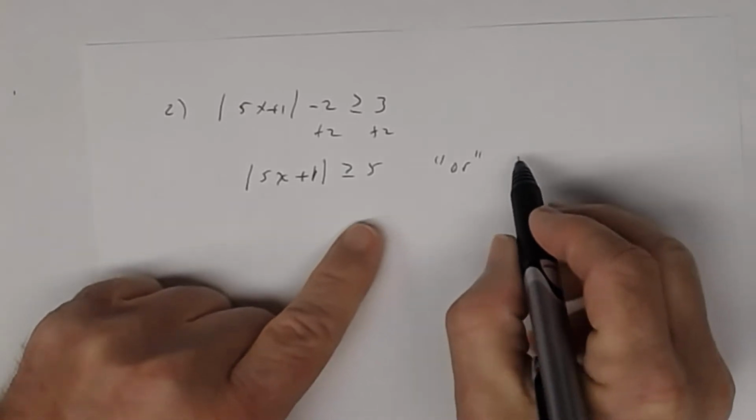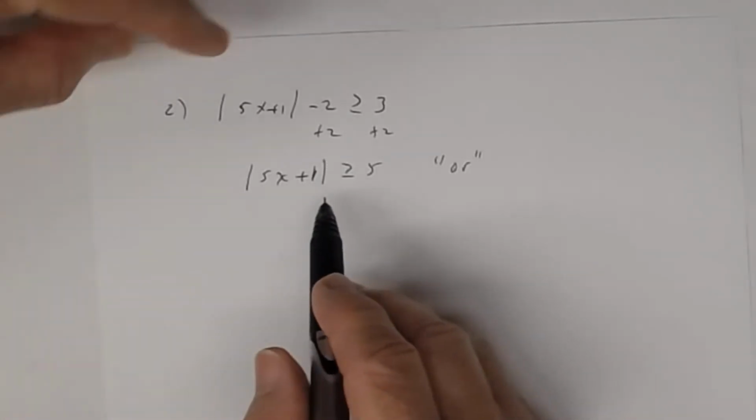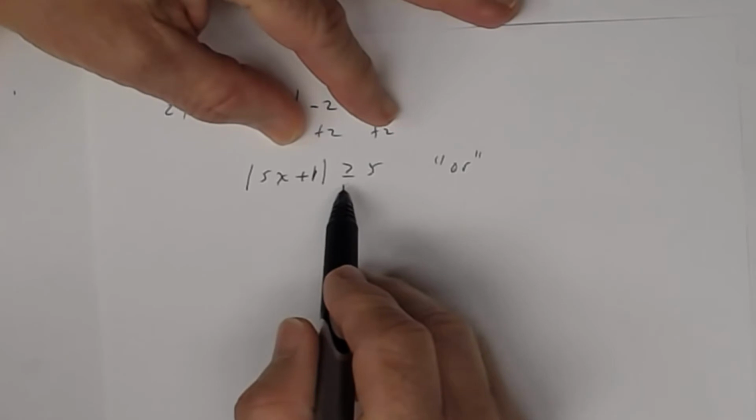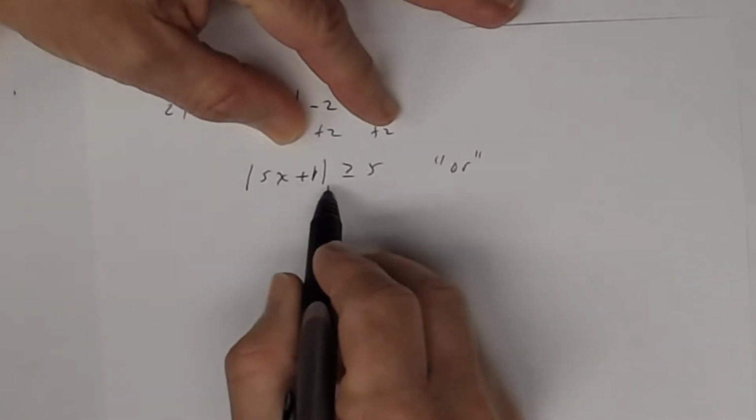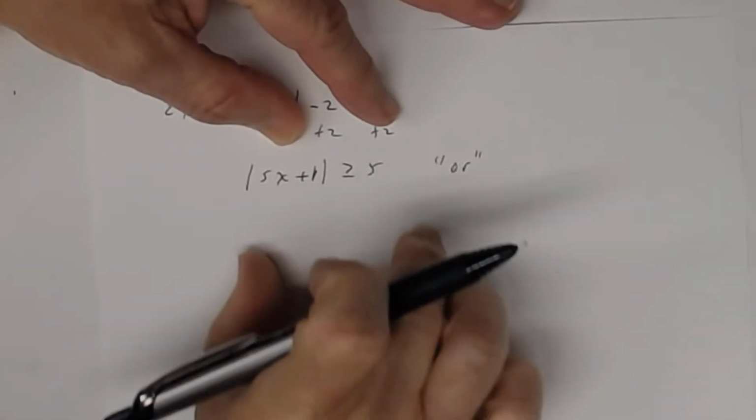Okay, so you can write this as an or statement. Here's how you're going to do this. First of all, you're going to write this without the absolute value bars. So here's your solving process right here.